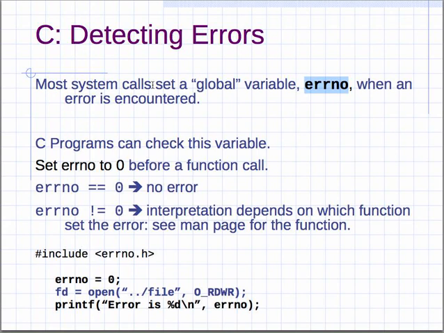So let's say you call a function like open, right? And for whatever reason, you get a file handle that's negative. Well, then you want to see what exactly went wrong. What you can do is printf the error using this global variable errno. To be able to do that, you need to #include errno.h, and most systems will initialize it to 0, but it's always a good idea to do that whenever possible.